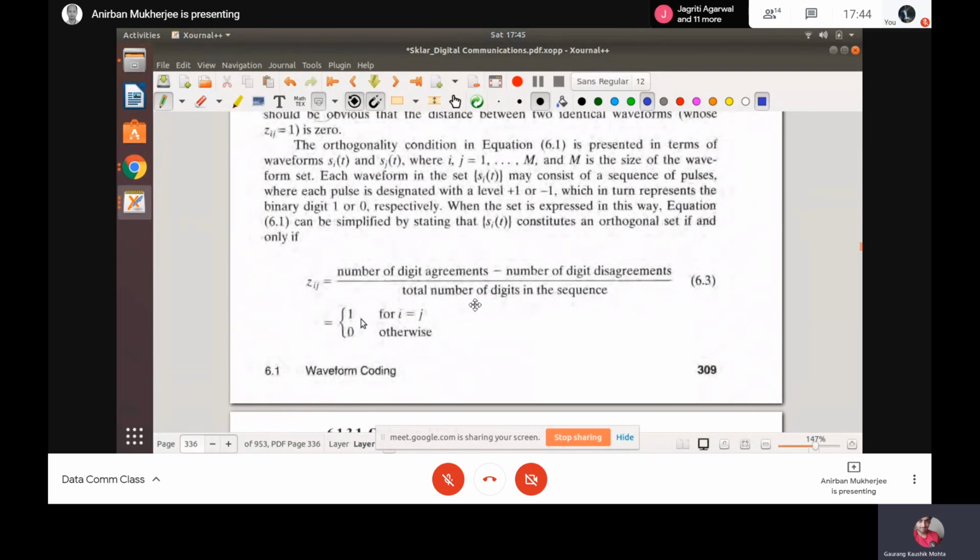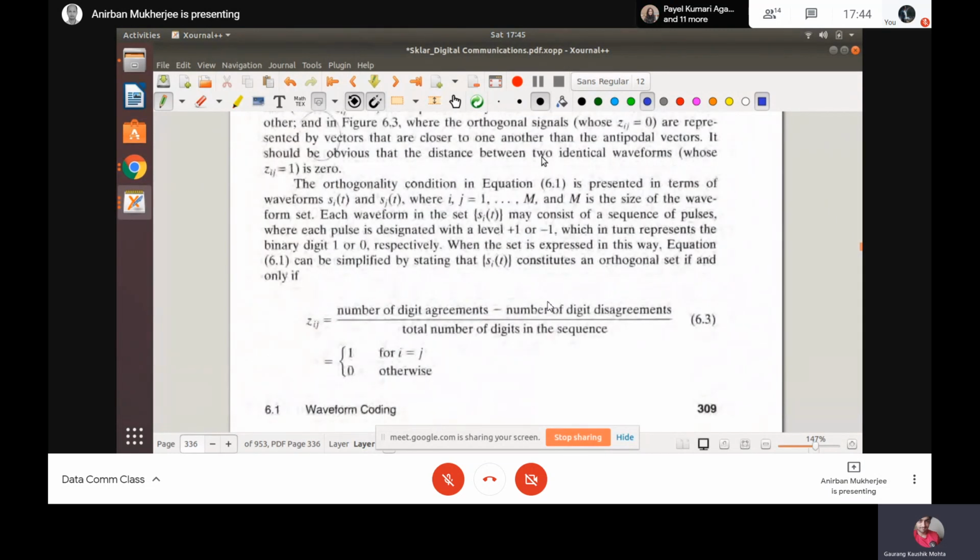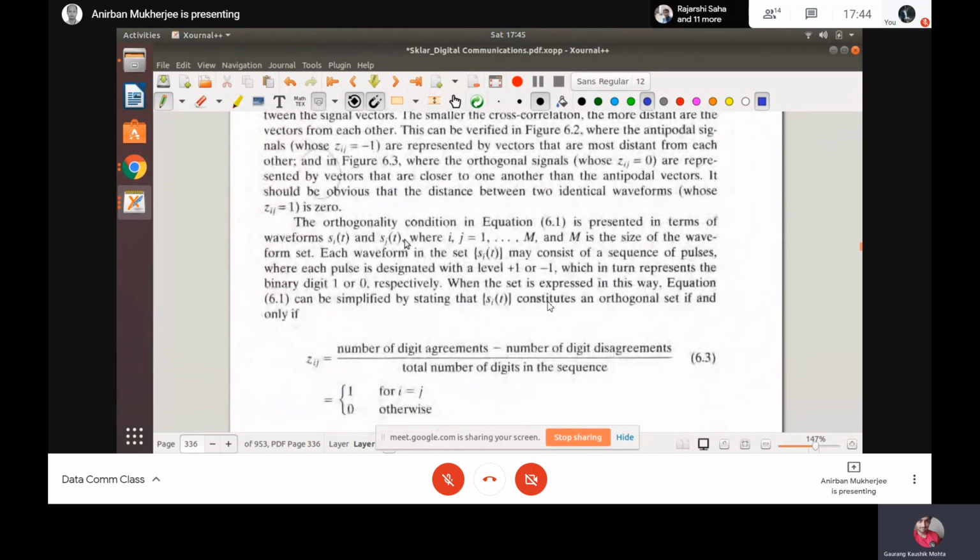For i equal to j, it is 1, and otherwise it is 0. That means the orthogonality condition in the equation is presented in terms of waveforms s_i(t) and s_j(t), where i, j is 1 to M. M is the size of the waveform set.